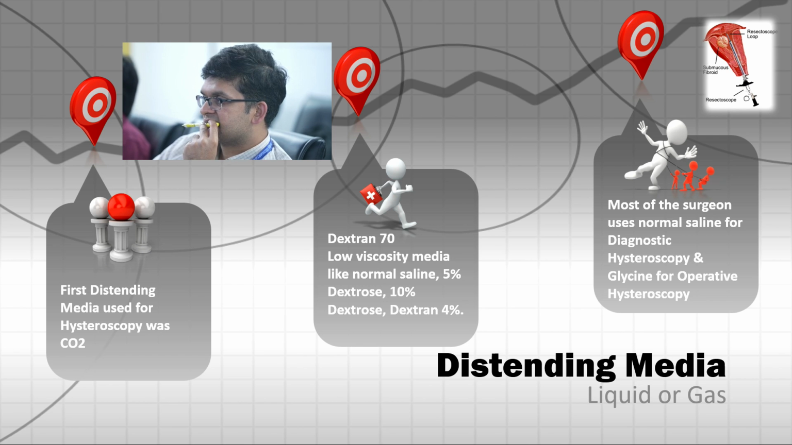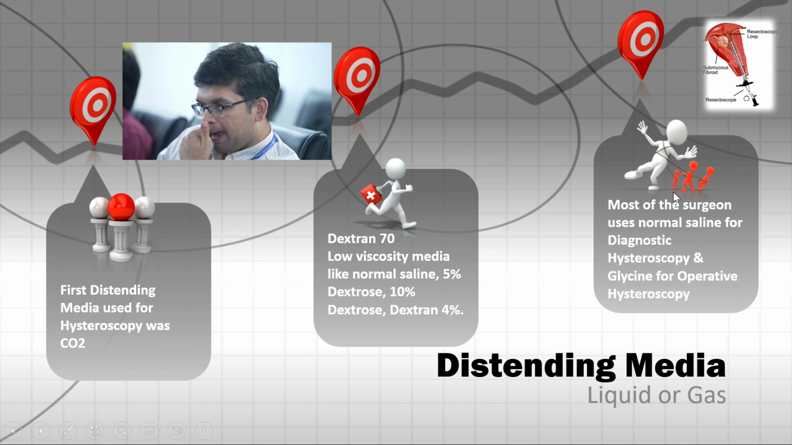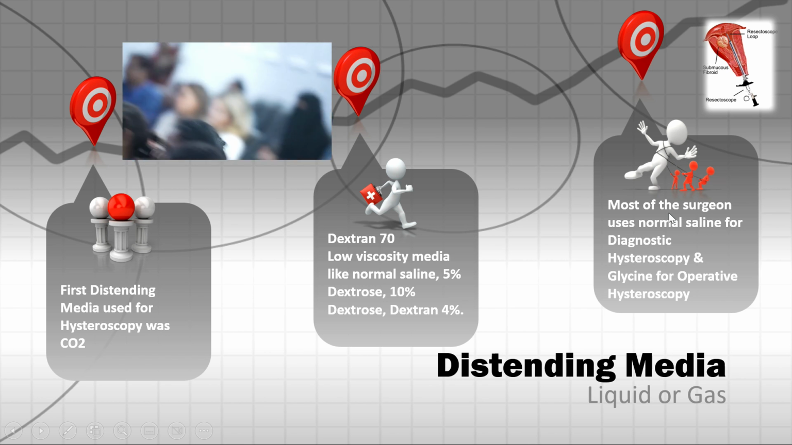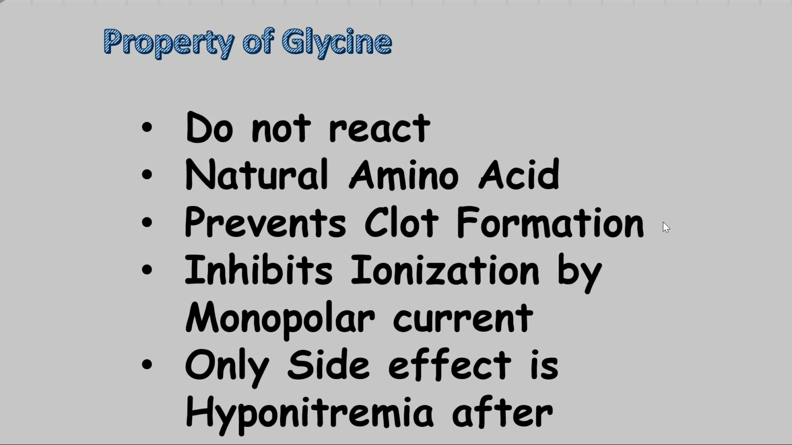But for operative hysteroscopy, normal saline is not possible. So you have to use glycine. Glycine has many advantages. It does not react. It is a natural amino acid. It prevents clot formation, inhibits ionization, and the only side effect is hyponatremia. It does not react because glycine is already present as an essential amino acid in our blood.